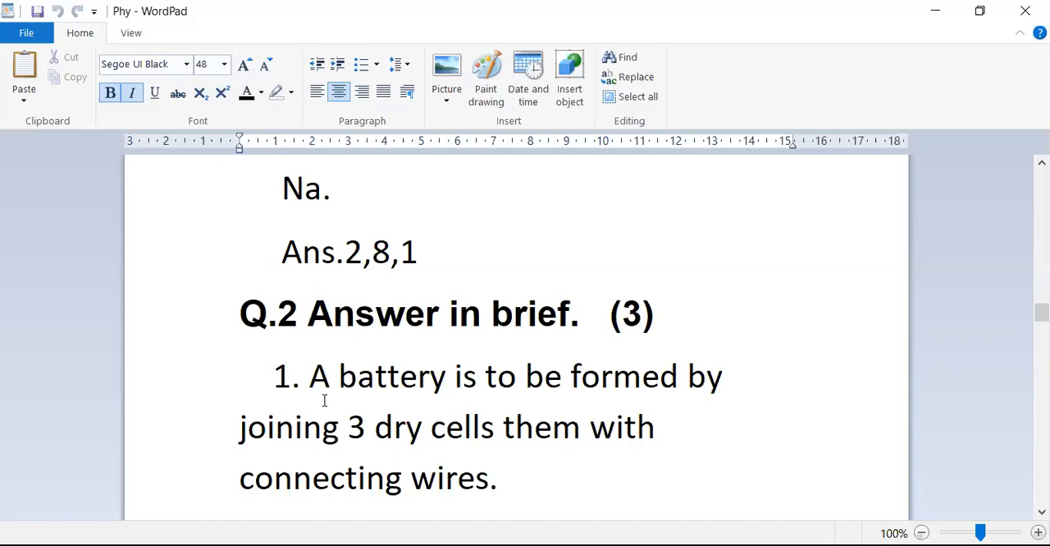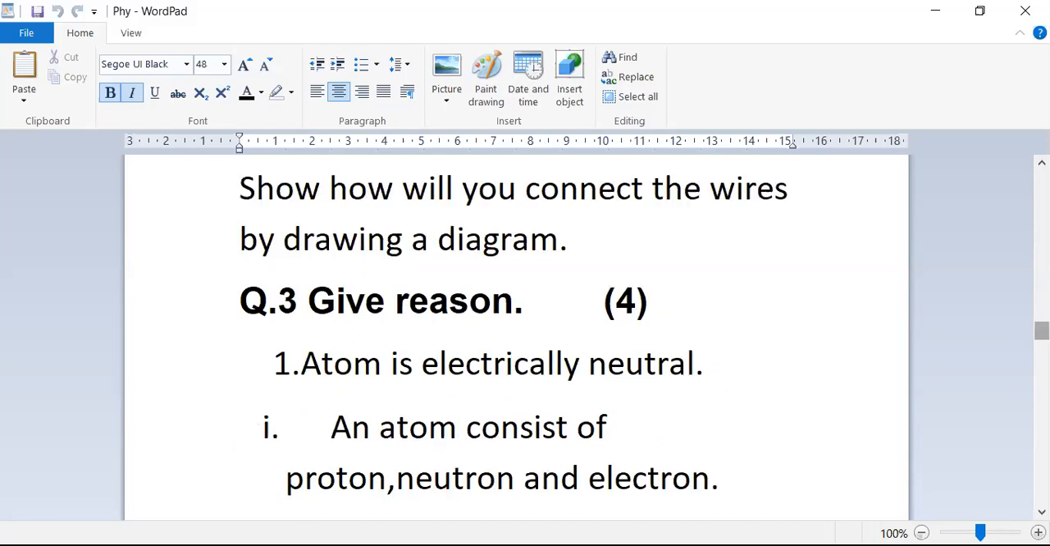The sub question is, a battery is to be formed by joining 3 dry cells with connecting them with wires. Now show this by drawing a diagram. So here you just have to draw the diagram, write the head question, write the sub question number and draw the diagram. And you get 3 marks.